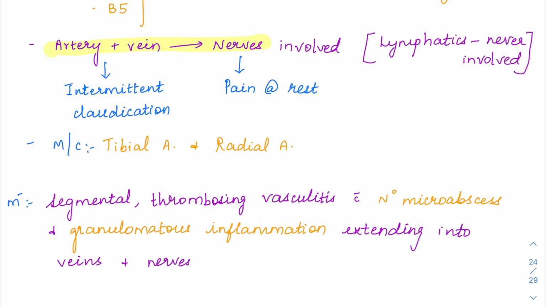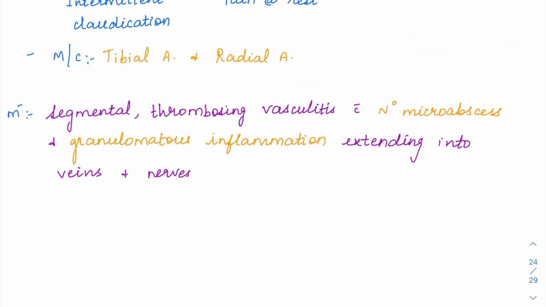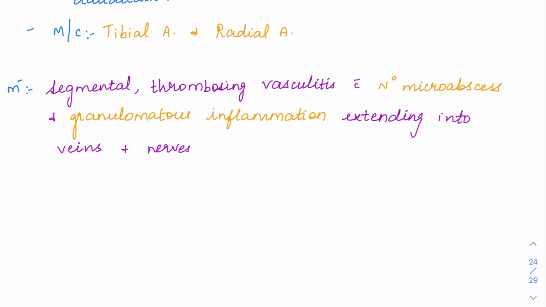Artery, vein and nerves can be involved, but lymphatics will never be involved. The most common arteries, as I already mentioned, are in the peripheries. On the leg, it will be the tibial artery, and in the hands, it will be the radial artery which is going to be affected. Microscopically, what do you see? Like any vasculitis, segmental vasculitis is going to be present. As the name suggests, thromboangiitis obliterans, obviously there is going to be a thrombus. But most of all, the very important feature is neutrophilic microabscess along with granulomatous inflammation, encasing the artery, vein and the nerves. These are the classical features we see in TAO.